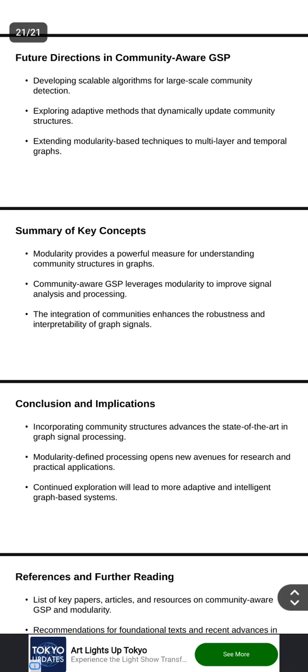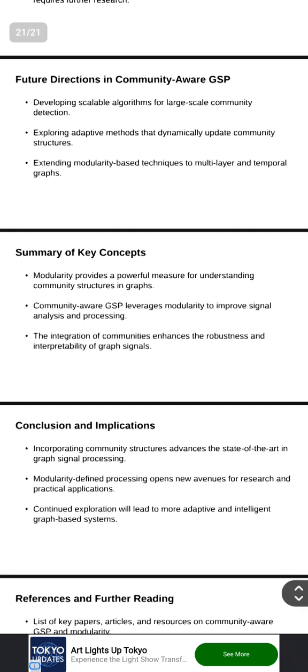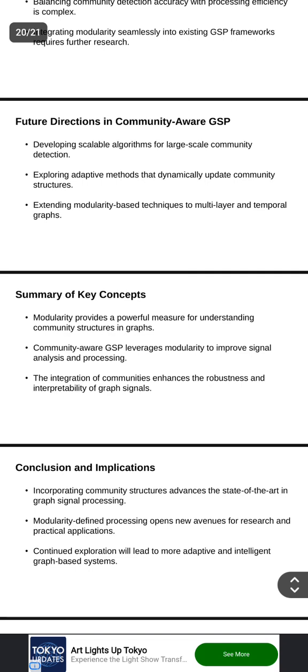The summary of key concepts: modularity provides a powerful measure for understanding community structures in graphs. Community aware GSP leverages modularity to improve signal analysis and processing. The integration of communities enhances the robustness and interpretability of graph signals.